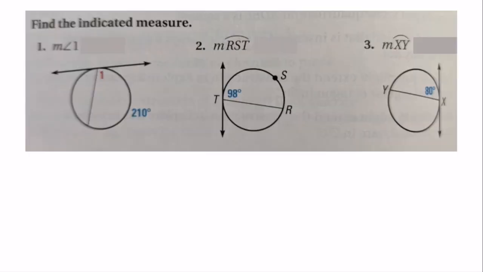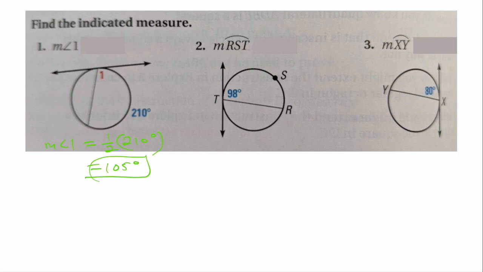Okay? So let's apply that right here. So we have angle 1. They're saying find angle 1. Well, I know that the measure of angle 1 is half of 210 degrees, and half of 210 degrees is 105 degrees. So that one's pretty straightforward. Let's see if the other ones are equally straightforward.